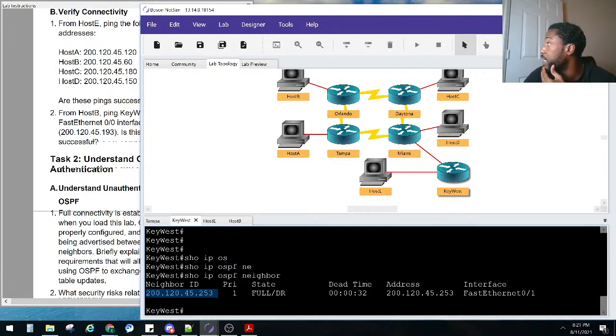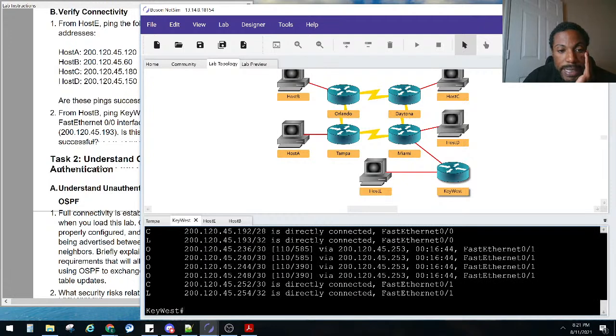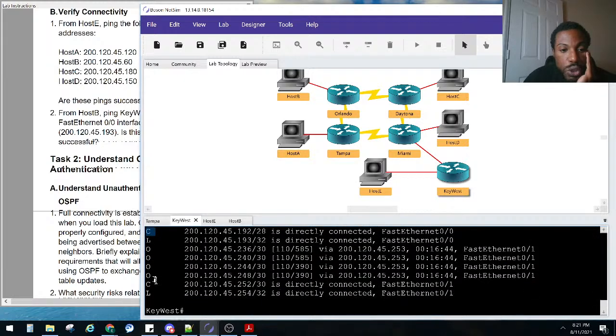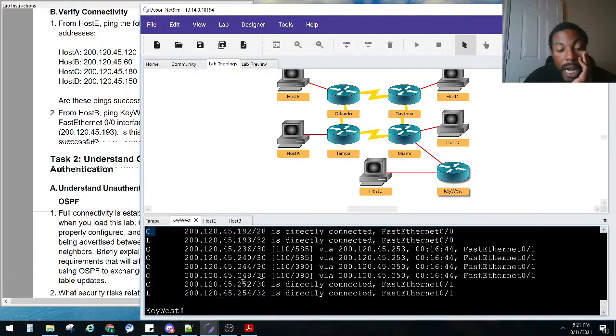What else? Lots of routes in this one. Yeah, there's about 8 OSPF routes. We see show ip route. Let's see. We got 1, 2, 3, 4 OSPF routes. There go 4 more, 5, 6, 7, 8. And then we have a couple connected routes, 2 connected and 2 local routes, right?